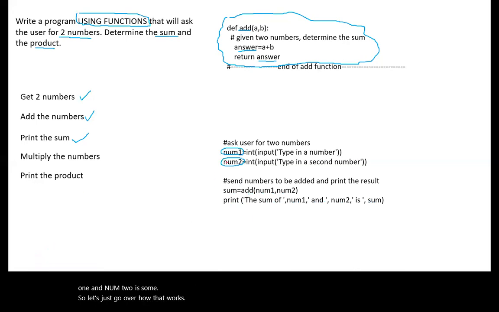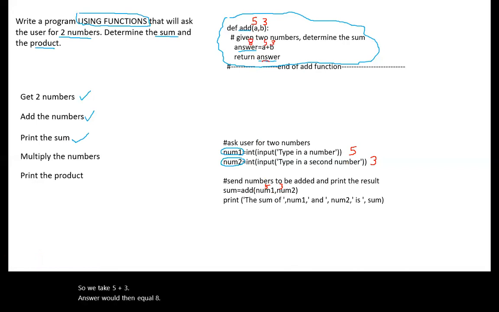Imagine you type in a number and it's the number 5. You type in a second one and that's the number 3. We send to the add function the number 5 and the number 3. 5 goes up here for A. 3 would go in for B. So we take 5 plus 3. Answer would then equal 8.